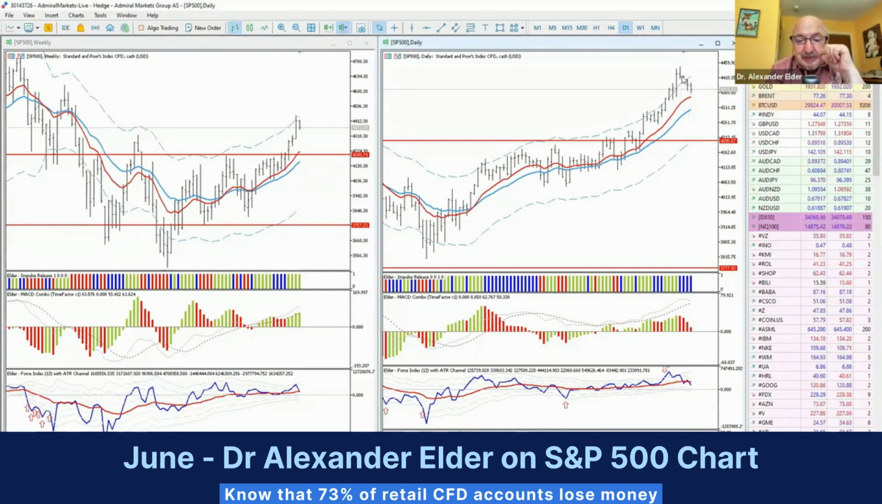At the same time, if we look at the very bottom pane on the right, the force index, you can see how the force index is getting weaker and weaker. So the market is entering a correction, but it's most certainly a correction within a bull market.